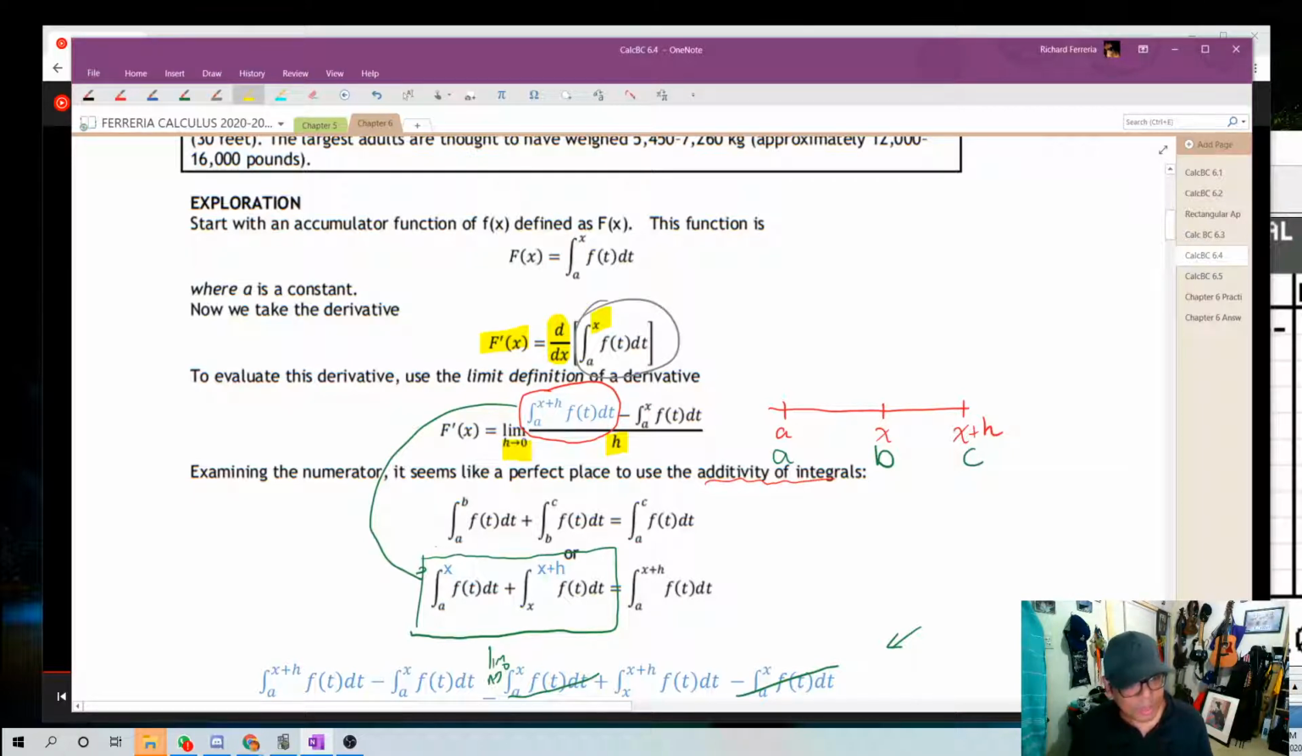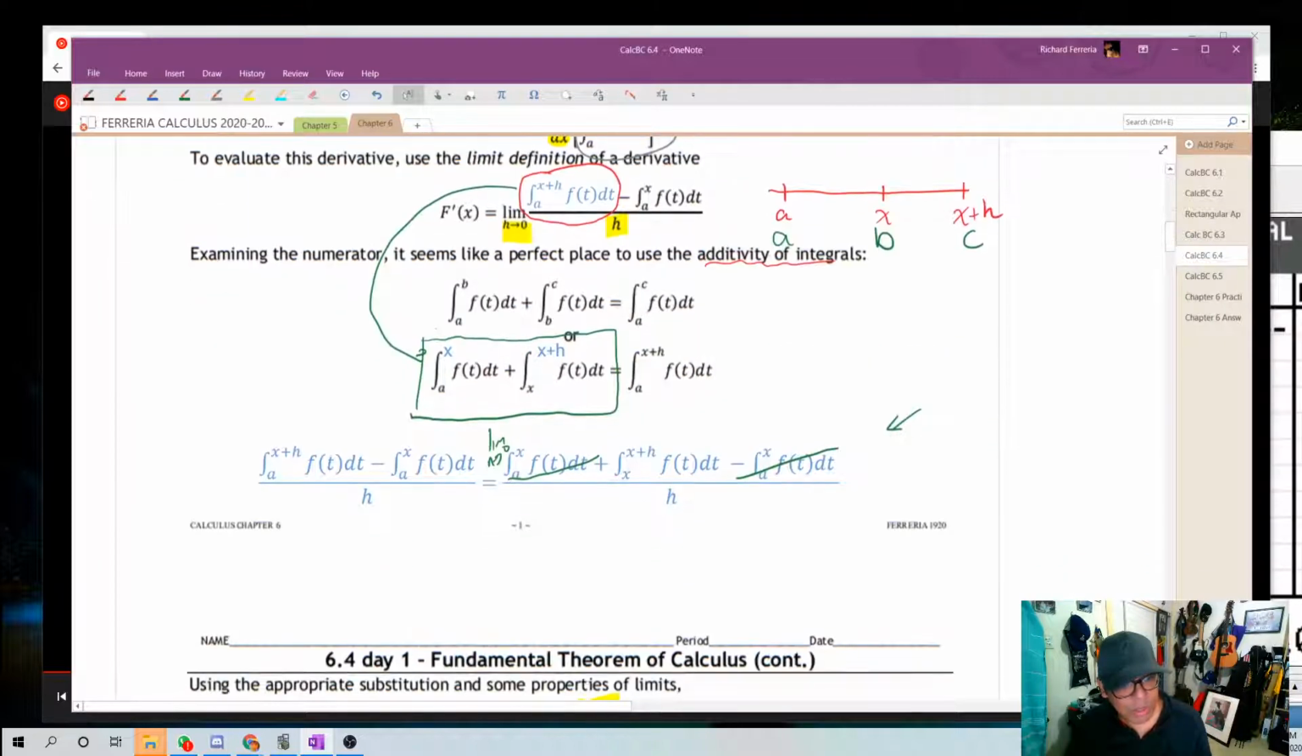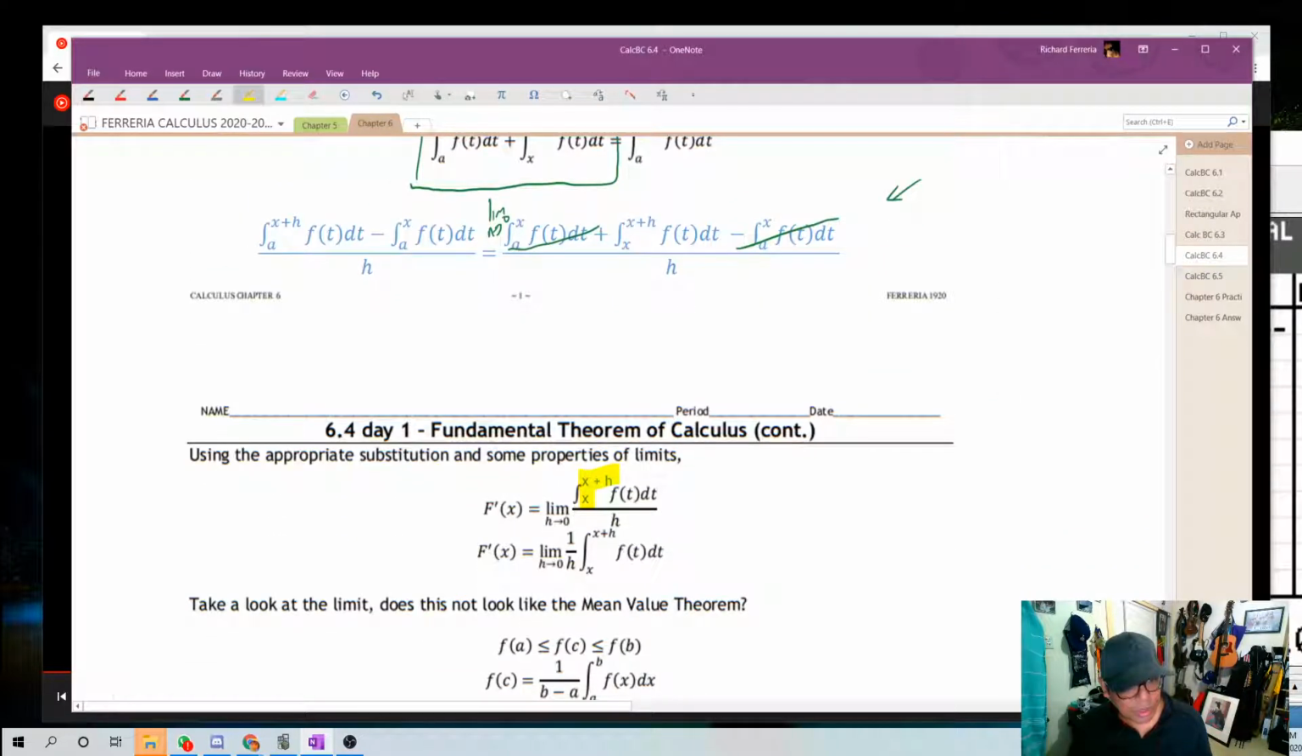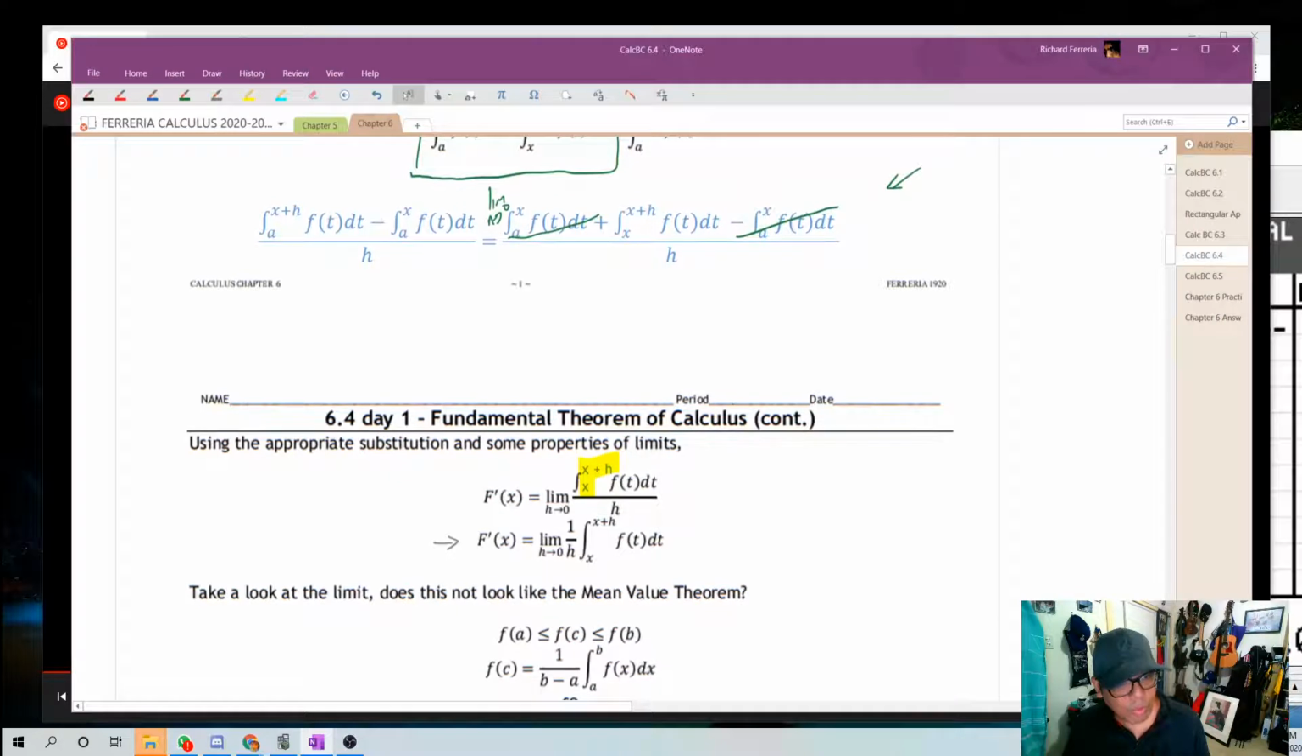And then if I break up this integral from a to x plus h, I can cancel out and get to this equation over here. So that was a lot of stuff there, really. Okay, so the derivative F prime is just 1 over h multiplied by the integral from x to x plus h of f of t.